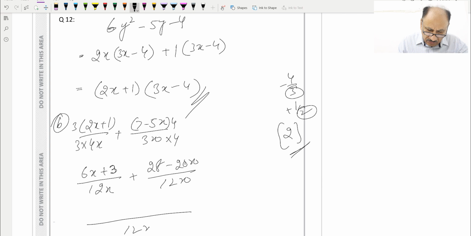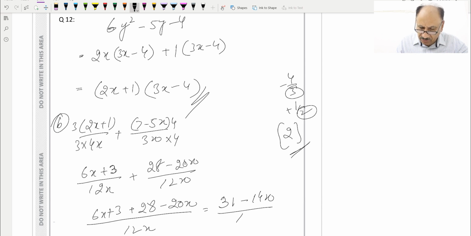Now we can write over 12x: 6x plus 3 plus 28 minus 20x, and this we can rewrite as minus 14x. 28 plus 3 will be 31. So 31 minus 14x divided by 12x, and this will be the final answer for 3 marks. Hopefully you are understanding this.